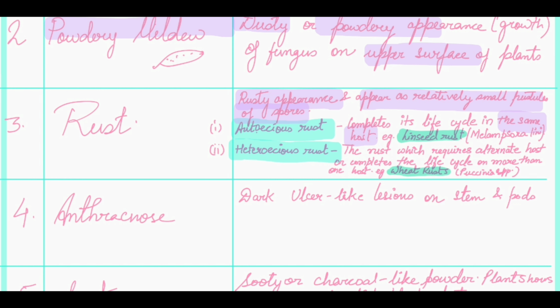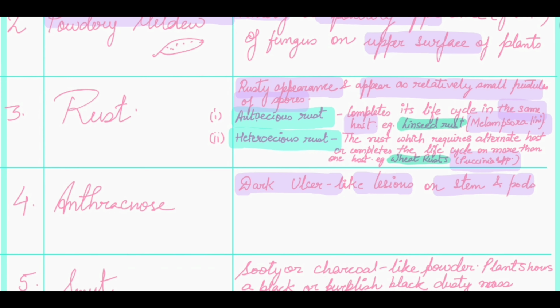So an example of autoecious rust is linseed rust, which is caused by Melampsora lini. And wheat rust, which is an example of heteroecious rust, is caused by Puccinia species. Next is anthracnose. The characteristic is dark ulcer-like lesions on the stem and pods. Remember, stem and pods.